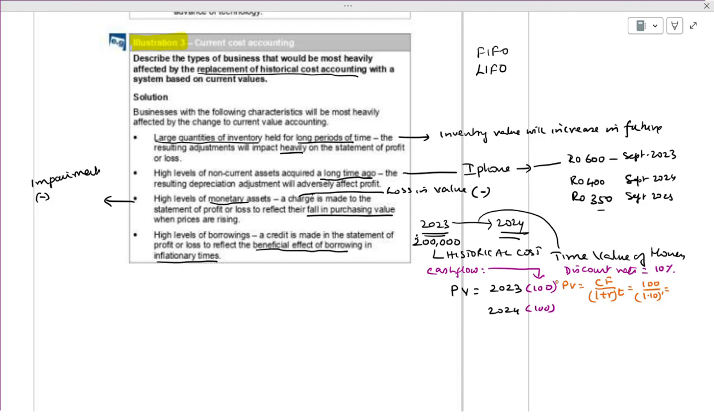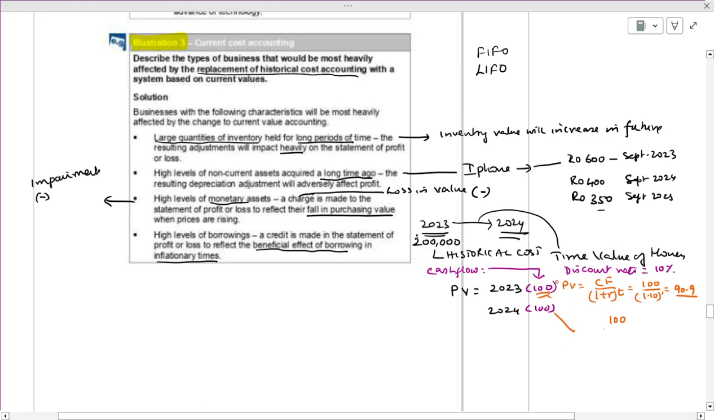100 divided by 1.10. 90.9. Loss in value, is it right? After 1 year, the value will not be 100. The value will be 90.9. If you are having 100 reals now, after 1 year the value will be 90.9. The same thing.